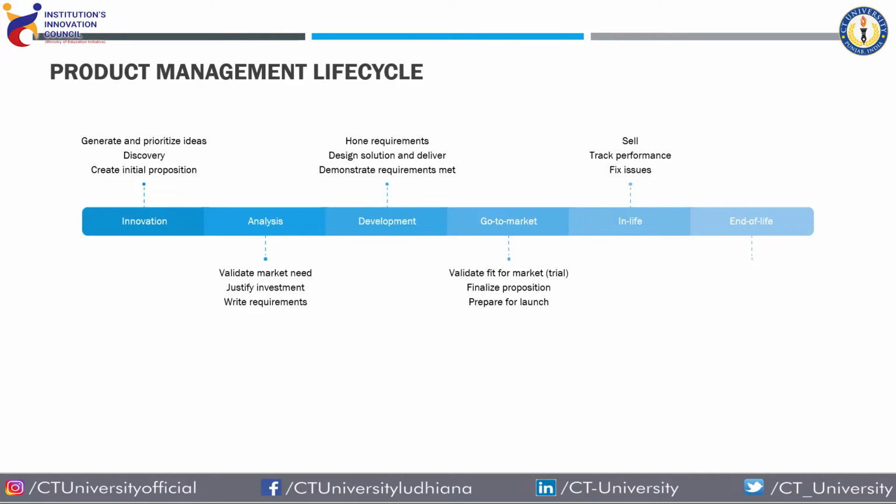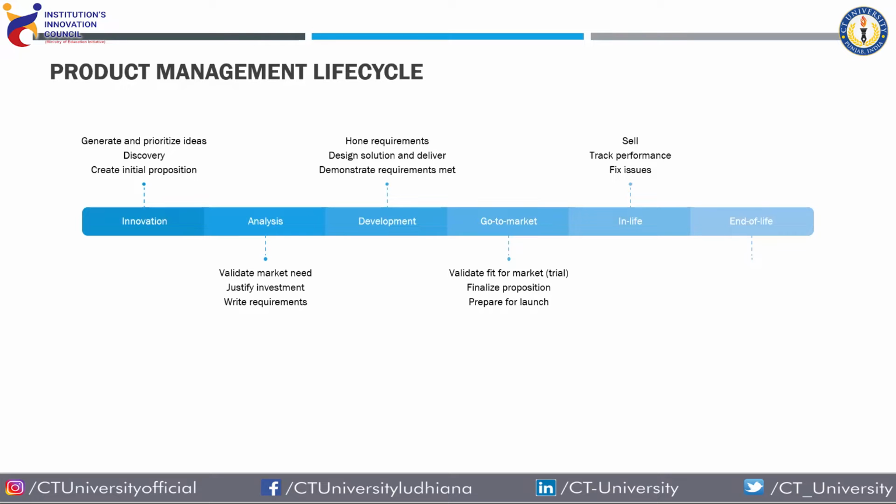If a company is innovative, we want the company to grow also, so we have to sell our things. The TRL levels, the technology readiness levels, help us to define our product: what will be the level of that product? The first step is innovation, and it is the most important step. We have to generate and prioritize ideas, discovery, and create initial propositions about what the innovation is, what is in our mind.